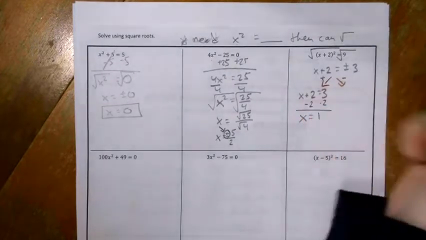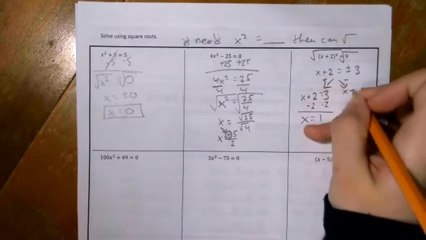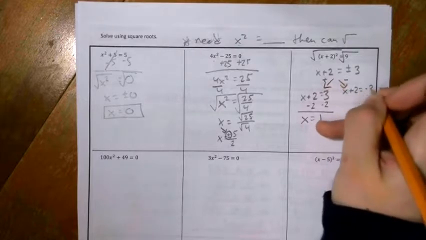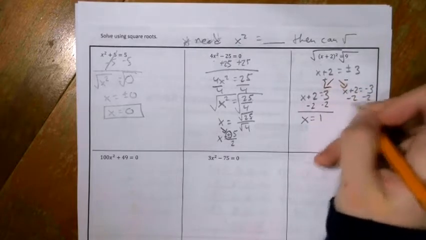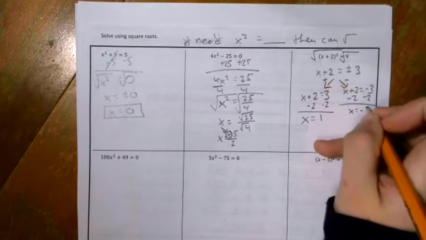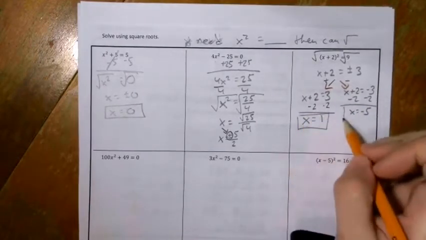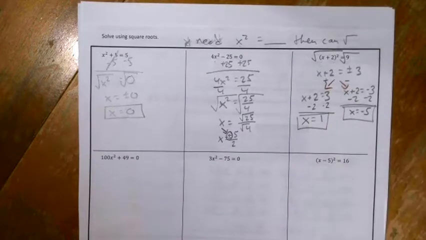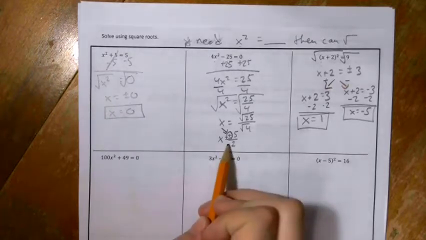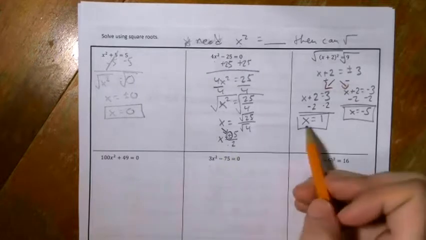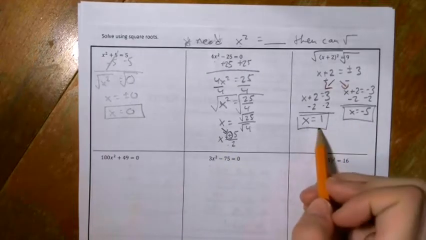But what if this 3 is actually a negative? So we have x + 2 = -3. Well, I subtract 2 on both sides, and I get x = -5. So these are our solutions, x = 1 or x = -5. Remember, with the previous one, we had 2 solutions as well. It was just positive 5 halves and negative 5 halves. This one, we have 2 different numbers, positive 1 and negative 5.